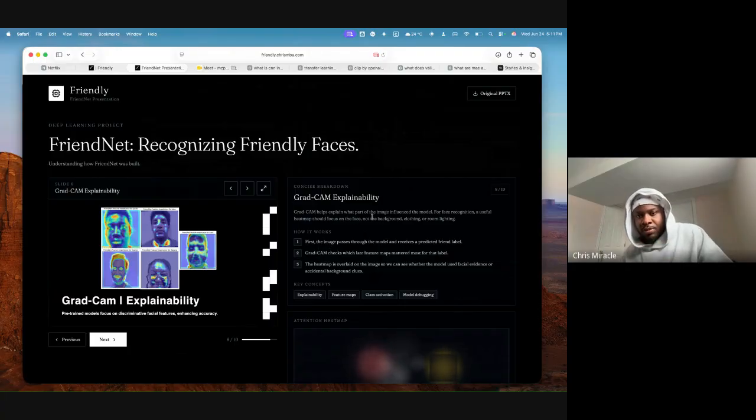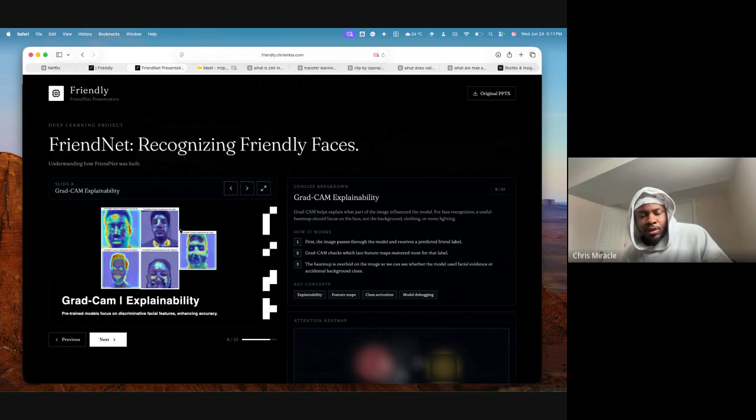GradCAM helps explain what part of the image influenced the model. For face recognition, a useful heat map should focus on the face, not the background, clothing, or room lighting. So like I said, for Jacob, Hosea, Osama, we got a bit of their faces. GradCAM checks which late feature mattered most for that label, for explainability, feature maps, class activation, and model debugging.